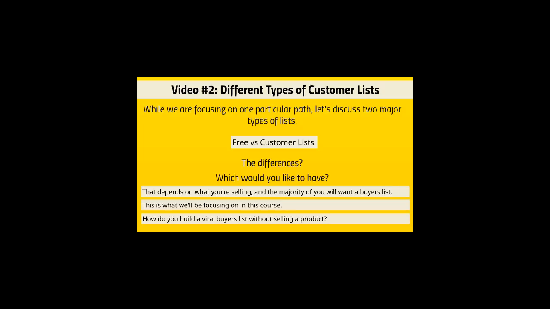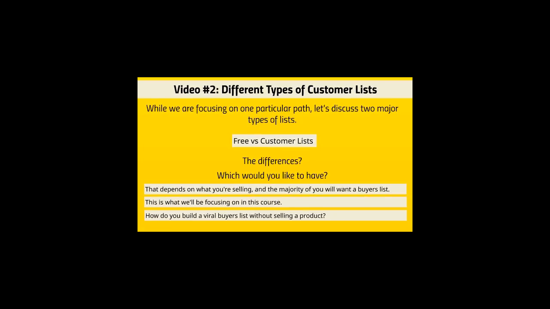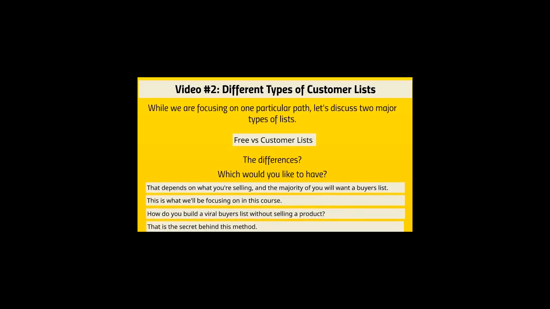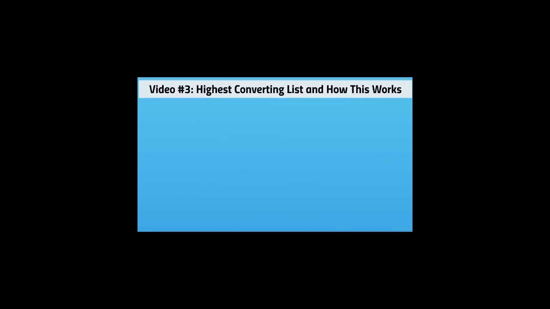Now, the question begs, how do you build a viral buyer's list without selling a product? Because selling a product takes time. And that's not necessarily getting it to build virally and getting other people to build it for you. Now, that is the secret behind this method: you get other people to actually build the list for you. Yes, it does take time, and yes, there is some work involved, but this is the closest thing to that. So with that said, let's move on to video number 3.